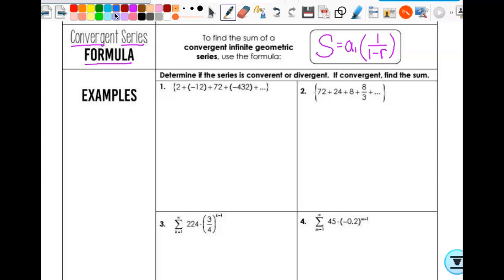All right, so we're going to determine if the series is convergent or divergent. If it's convergent, then we find the sum. So I determine whether or not it's convergent or divergent based on r. What is r here on number 1? -6. Good. So if it's -6, is it convergent or divergent? Divergent. Okay. And that means that my sum actually does not exist. If you were told to find the sum, it does not exist.